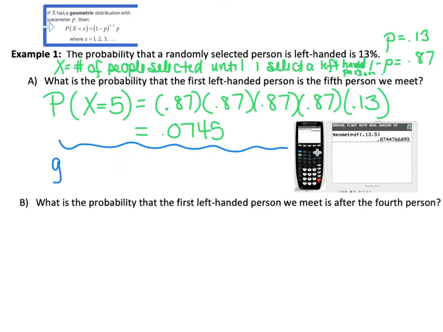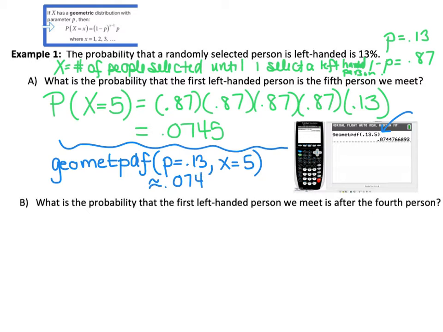So if you were showing your notation of how you did that on the graphing calculator, you can just write what you see on your screen, where you're doing geometric PDF, and then in parentheses, you can see over here on the calculator, it kind of shows you what you need, the 0.13, but you got to mention what that is. That's P equals 0.13, and your X equaled 5. And that is approximately, again, 0.0745.